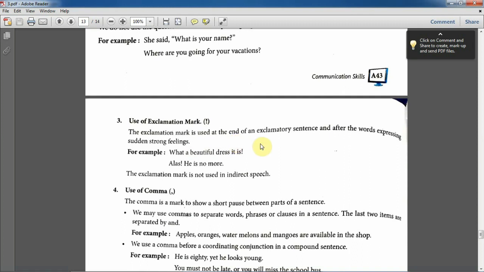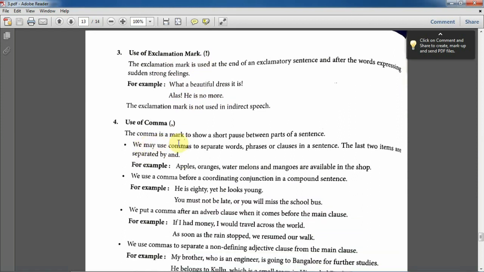Exclamation mark is used at the end of exclamatory sentences and after words expressing some sudden or strong feelings. Then we can use an exclamation mark: Alas! He is no more. These are examples. Then comma. The comma is a mark to show a short pause between parts of the sentence. A full stop is given where you have to give a long pause, means you have to wait, give a gap before starting the next sentence. But when a comma is there, you have to give a short pause. Example: apples, oranges, watermelons. You cannot continue like apples, oranges, watermelons and mangoes are available in the shop without pauses. When there is a comma, you have to give a pause.